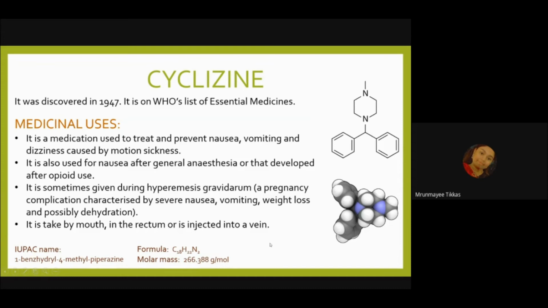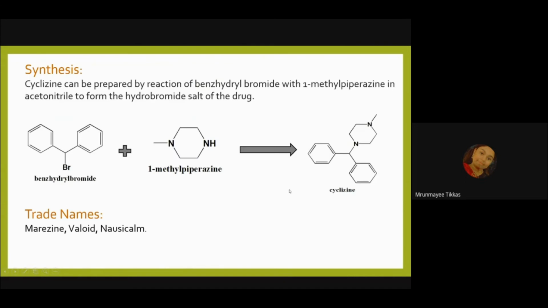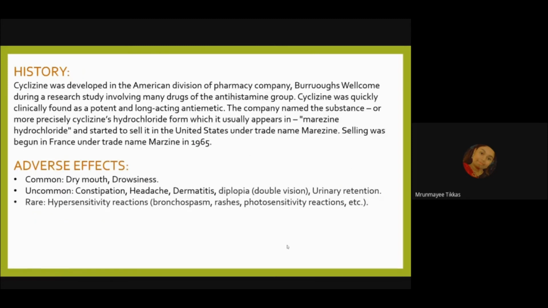Its IUPAC name is 1-benzhydryl-4-methylpiperazine. This is its formula and this is its molecular mass. This is the process, this is how cyclizine is synthesized. The trade names are Marezine, Valoid, and Nauzicalm.